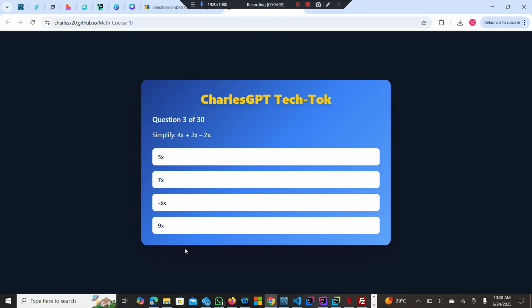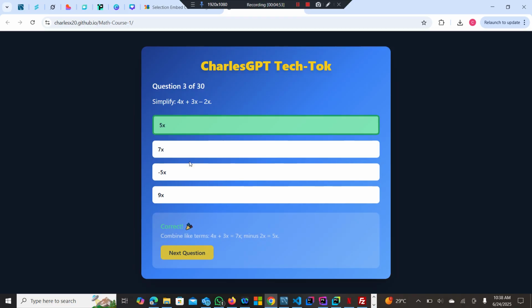So the next question would be: simplify 4x plus 3x minus 2x. Let me just solve this in my head. 4x plus 3x would be 7x, minus 2x would be 5x, going from left to right. 5x. Correct. It gives you an explanation: combine like terms, 4 plus 3 equals 7, then minus 2x equals 5. So the answer is 5x.